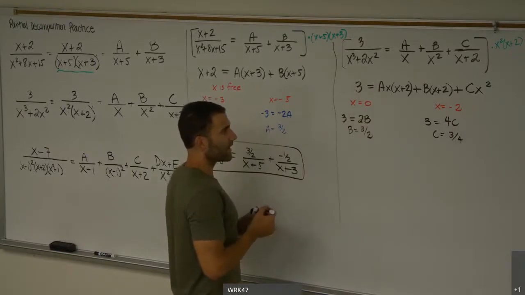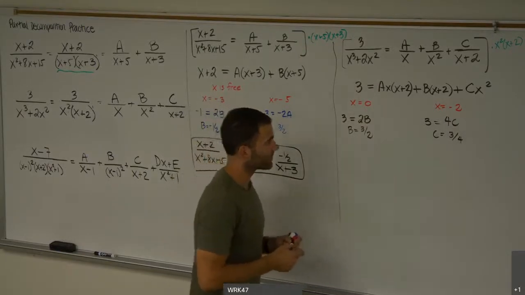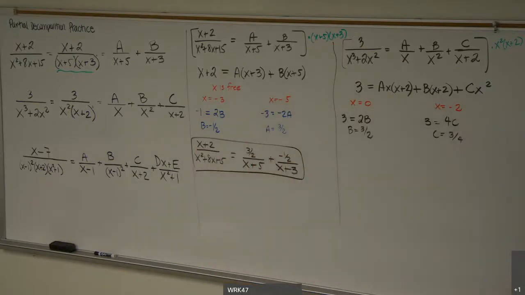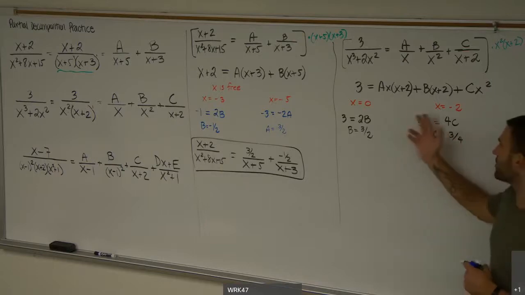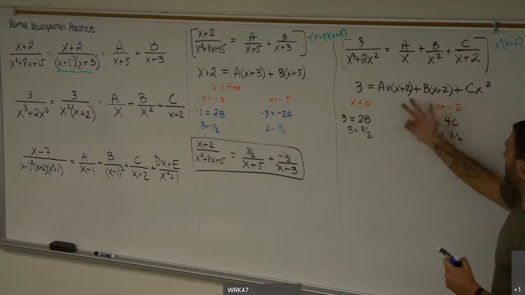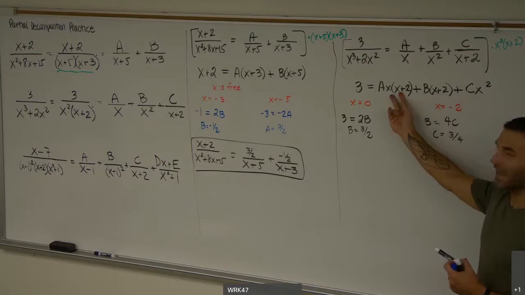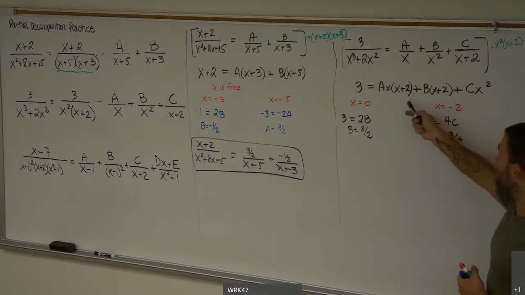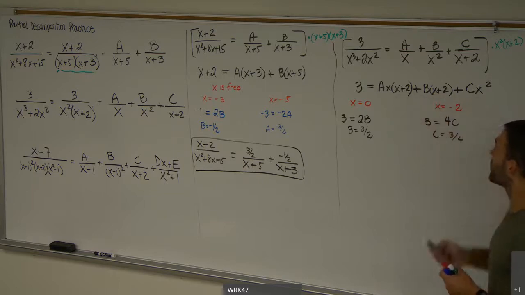And at this point, you're like, okay, well, how am I going to find a? I know b, I know c. I can't choose another like 0 or -2 because both 0 and -2 will make a go away. So I need to pick something that won't make a go away. And unfortunately, that means whatever you pick, b and c are also going to still be around.